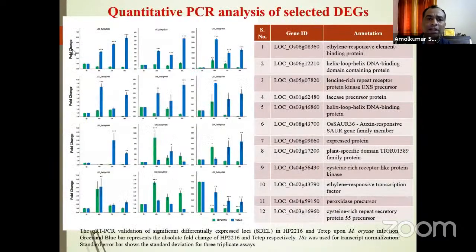We also checked it through qRT-PCR, and we observed clear-cut upregulation of these genes. Like this ethylene responsive gene, which is upregulated many-fold as compared to the susceptible line. This trend is almost similar to the transcriptome, where we got some genes which are upregulated in the susceptible line. This is a cysteine-rich gene, upregulated only in the susceptible line. So probably this type of gene is responsible for increasing susceptibility in this line.